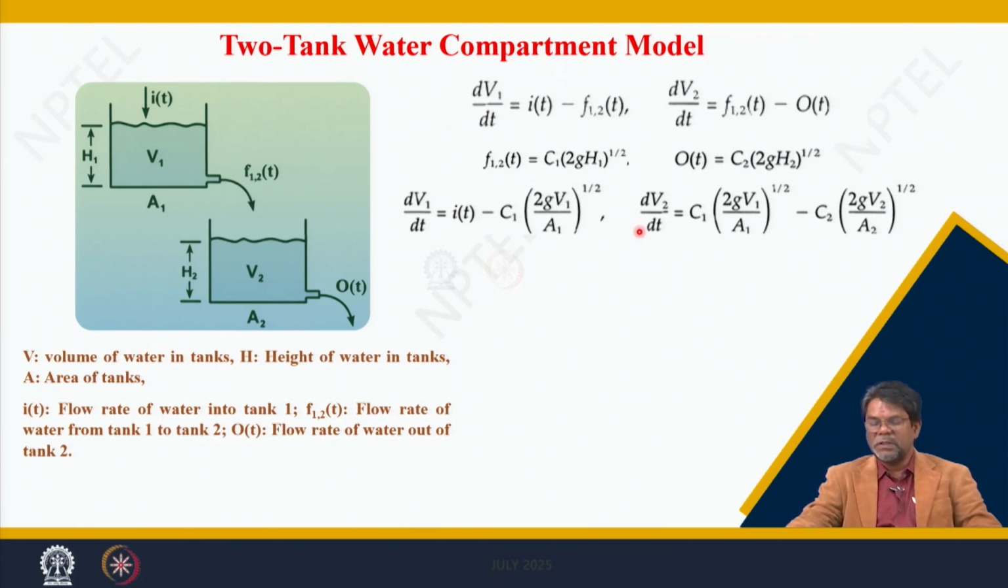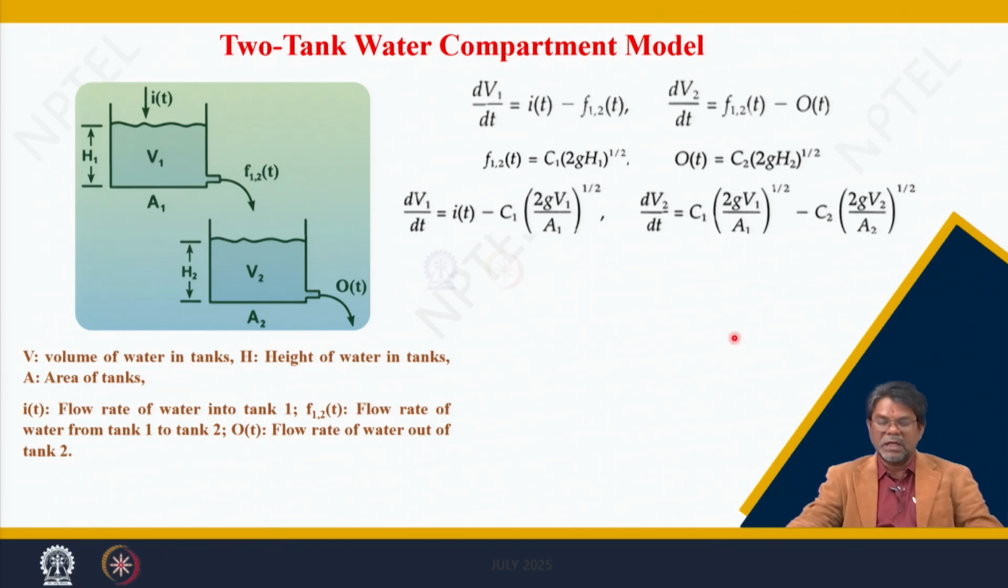So, dV2/dt is equal to the inflow of water in tank 2, that is C1 (2g V1/A1) to the power 1/2, minus C2, the proportionality constant for tank 2, times (2g V2/A2) to the power 1/2.